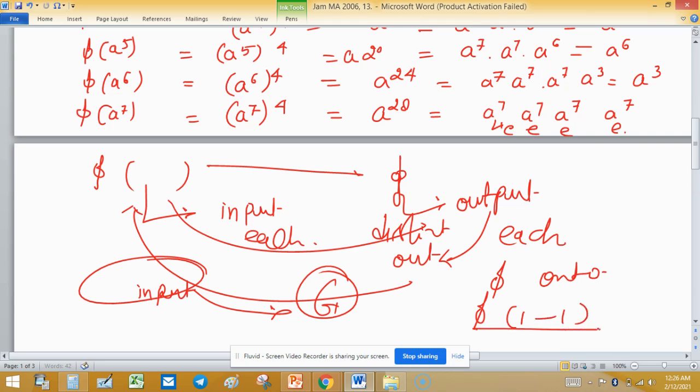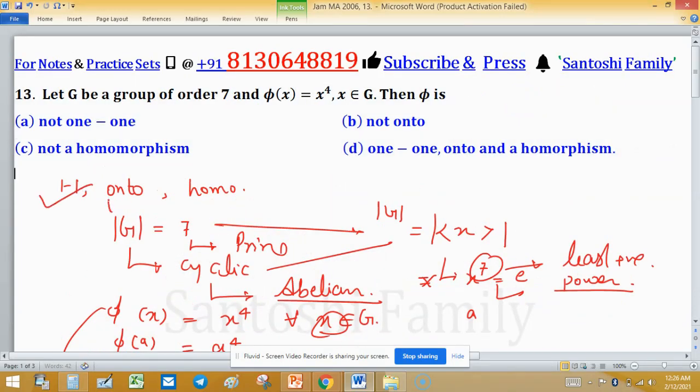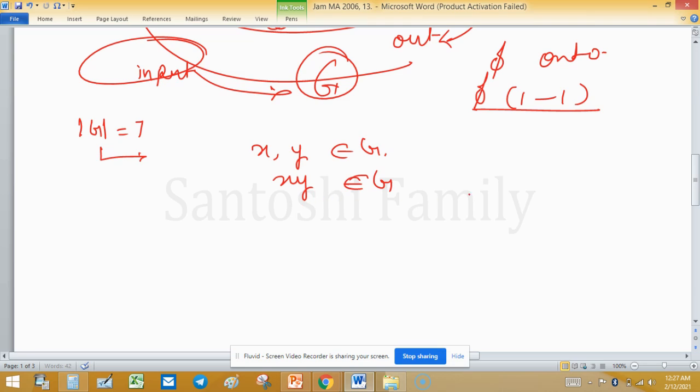Phi is 1-1. Now here we got two points: phi is 1-1 and onto. Now we have to check the homomorphism property. As G is cyclic and the order of G is 7, because 7 is prime and every prime order group is cyclic and every cyclic group is abelian. If two elements x, y are coming from G, then xy will come to G by closure.